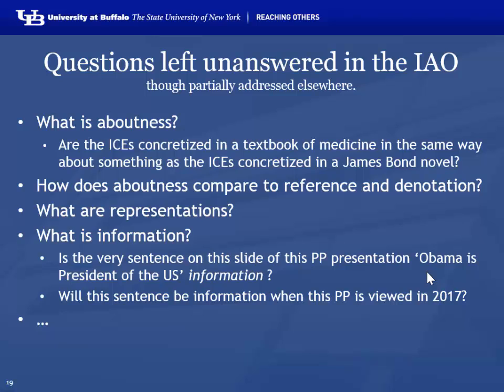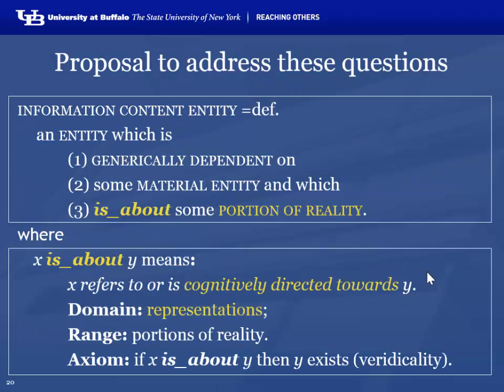So I'm going to try and understand some of those questions with regard to the issues raised by the James Bond kind of case. So first of all, I want to redefine, or we want to redefine, information content entity somewhat more carefully. An information content entity now is about some portion of reality, and the portion of reality can be very general. It just must be a portion of reality. So it could be a person, it could be, well, I have a list actually.